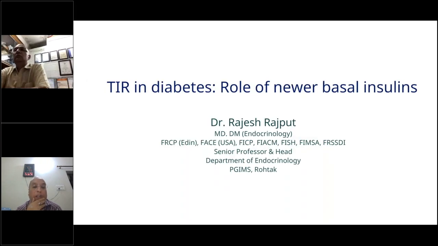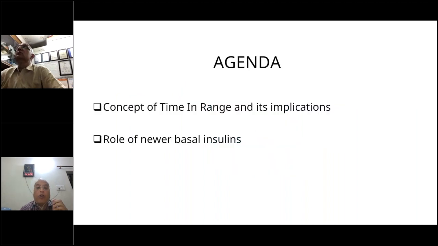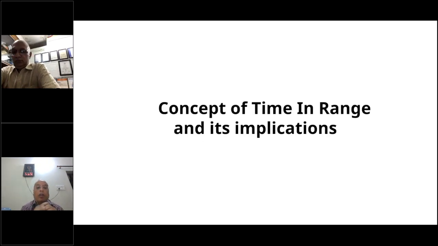I am going to discuss a very important topic which largely our practitioner colleagues are not aware of, time in range in diabetes, and then we will discuss briefly the role of newer basal insulins. So the agenda which I am going to discuss is the concept of time in range and its clinical implications, and the role of newer basal insulin for time in range. So what is the concept of time in range?